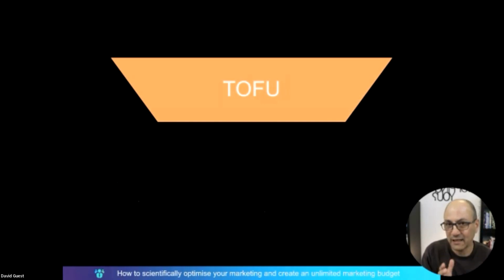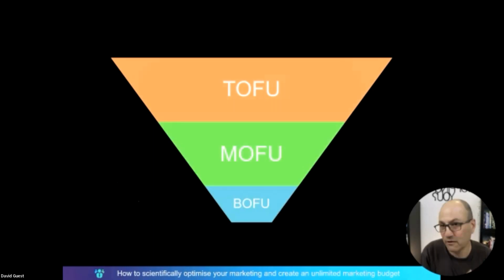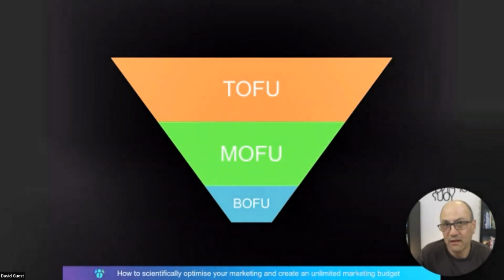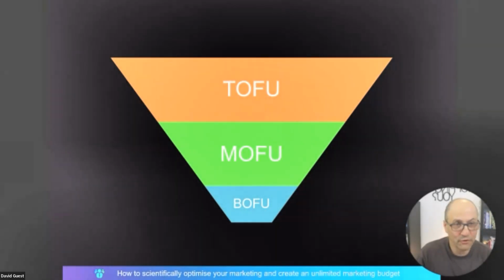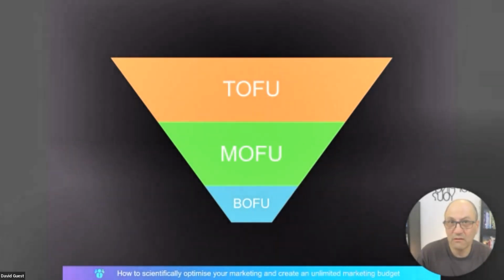When we talk about marketing and sales, most people don't realize there's segments to this. So if you look at the funnel, there's three levels. There's the top of funnel, there's the middle of funnel, and there's the bottom of funnel. Now, what that represents is, top of funnel is new business or new leads coming into your business.